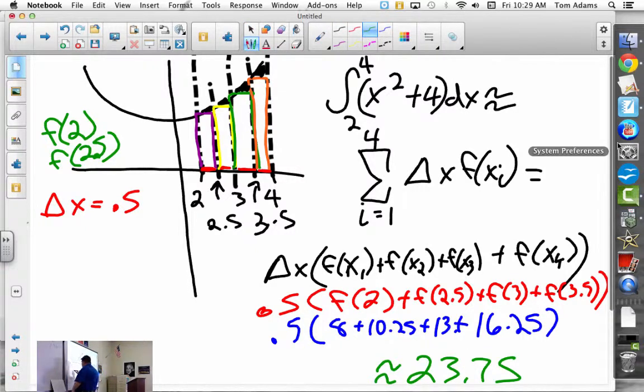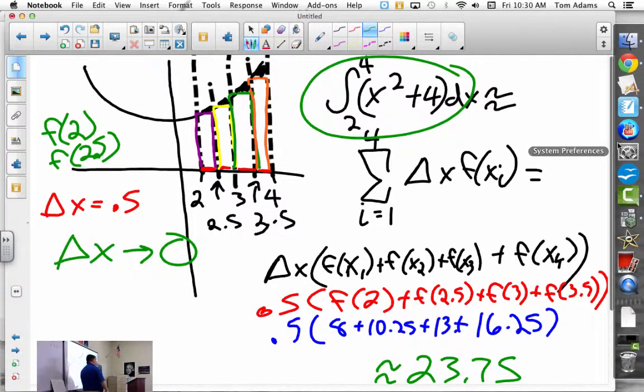Tell me if this sounds familiar. We want delta x to approach what value? 0. Which gives us infinitely many rectangles. Does that sound familiar? Now I'll show you how to do this on your calculator, but I'm only showing you because I want you to double check your answer. There's a process to do this that will give you the exact value. I'm not going to teach that to you just yet.